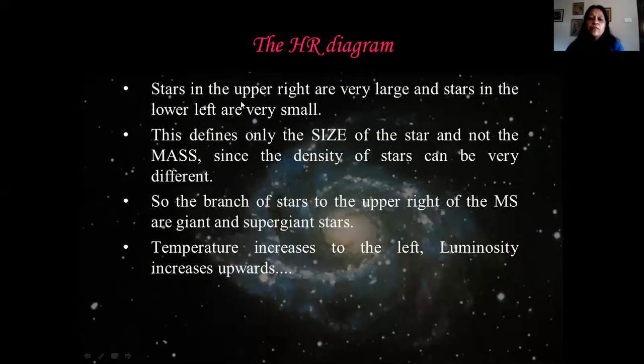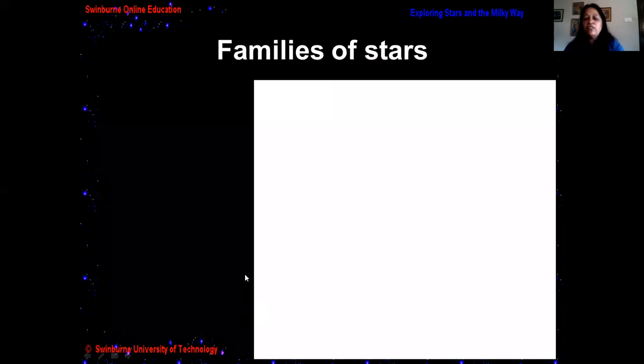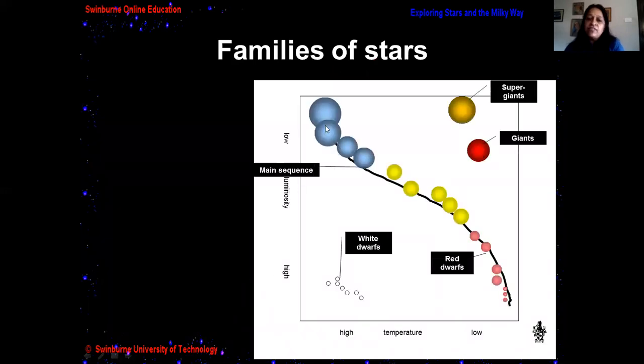Right? So the HR diagram, let's sum up what we learned: stars in the upper right of the diagram are very large, they're the giants, lower left are very small, and therefore this defines not only the size, but also the mass of the stars. The branch of the stars to the upper right is the giants and supergiants, and temperature increases to the left, luminosity to the right. So we actually look at families of stars.